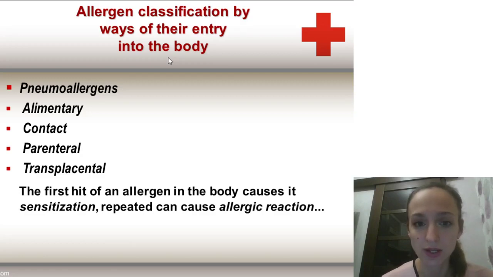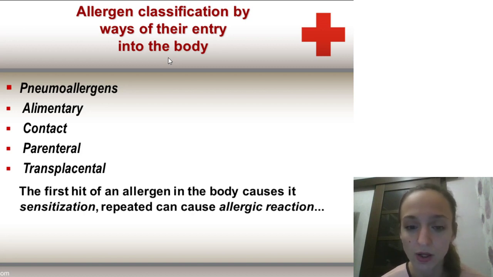So, some classification by ways of their entry into the body. You should write this classification. For example, pneumoallergens, alimentary, contact, parenteral, and transplacental. The first hit of an allergen in the body causes its sensitization, and repeated contact can cause an allergic reaction.